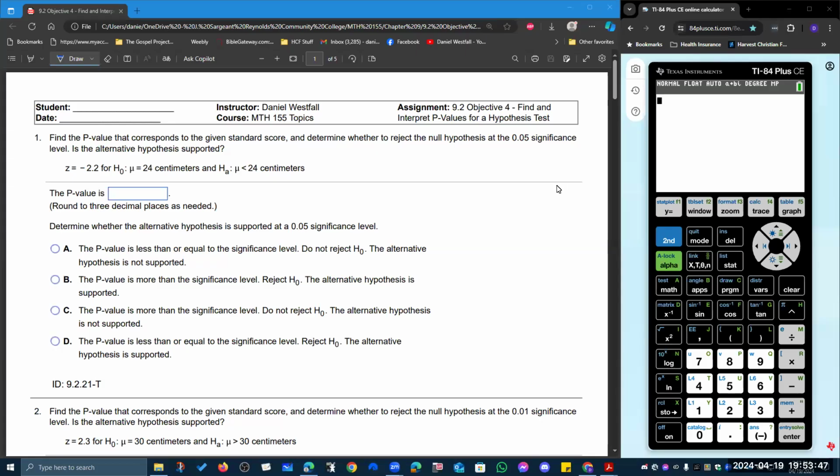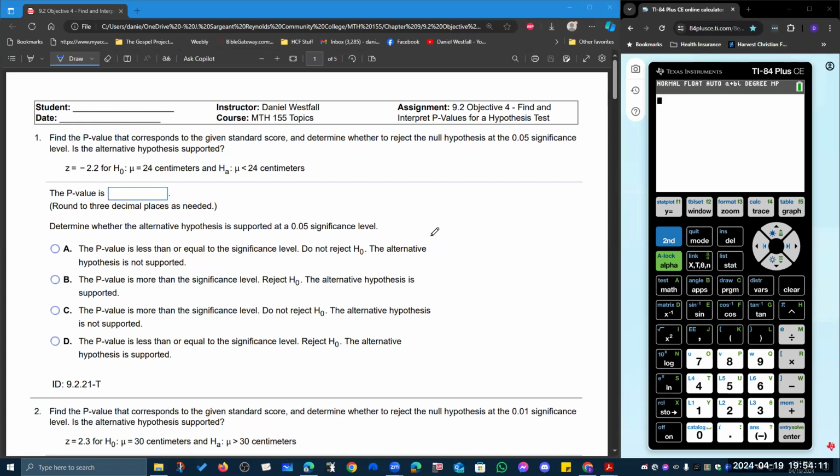In this video, we're going to talk about 9.2 Objective 4, where we find and interpret p-values for a hypothesis test. This is what I was talking a little bit about last time: we can just compare our p-value from our hypothesis test in our calculator with our alpha and make a decision without needing to draw a rejection region. So let's go ahead and do that here.